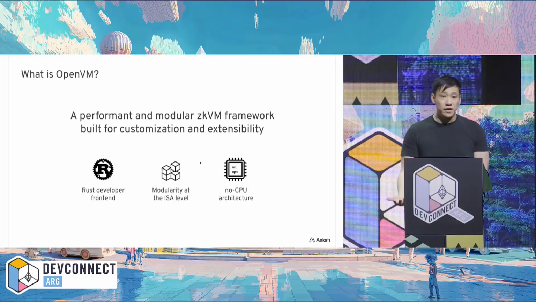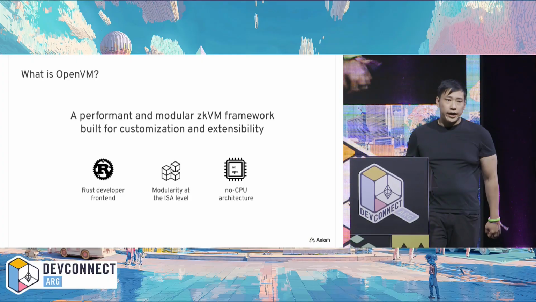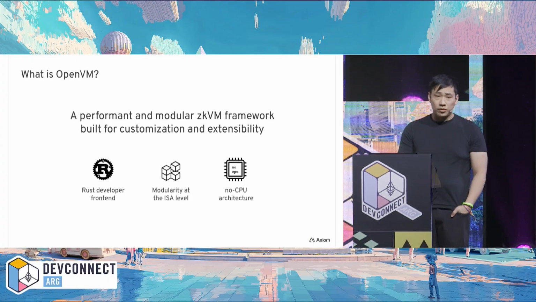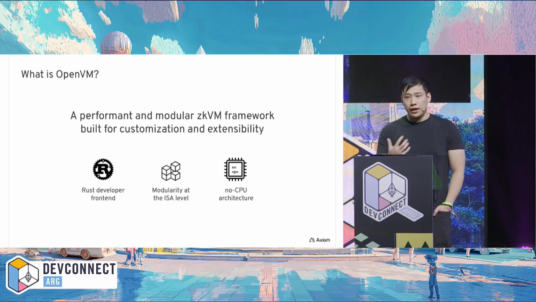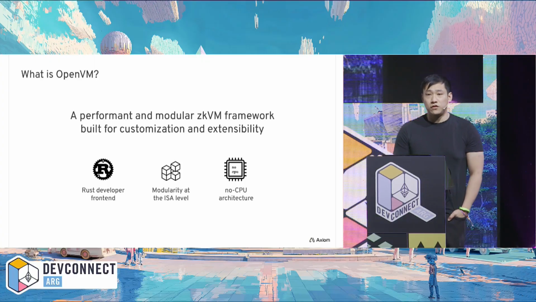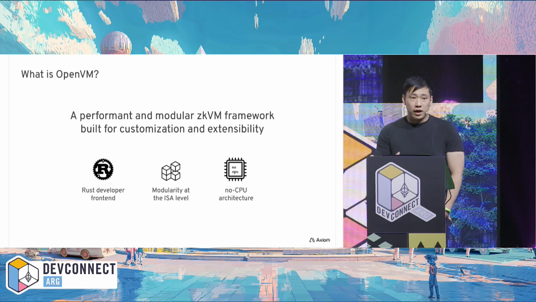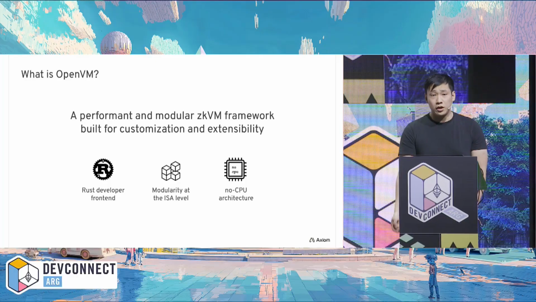Cool. So first of all, OpenVM we call a ZK VM framework because it is meant to be customizable and extensible. What that means is that although we support certain ISAs, we don't like to bake that into the framework, and we want to allow developers the choice to modularly build the ISA that they need for their purposes while still using the same framework. So currently, we offer a Rust front end and also use what we call a no CPU architecture to enable all of this.